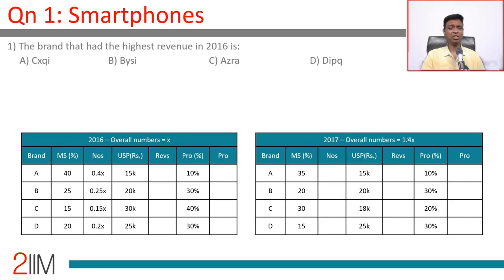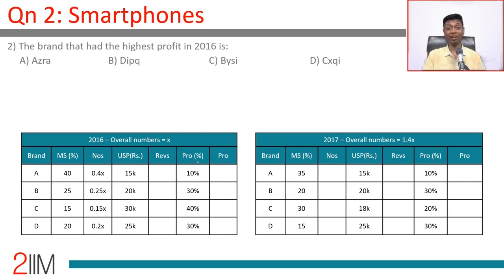The brand that had the highest revenue in 2016: 0.4 into 15K, this is 6XK; 0.25 into 20, 5XK; 0.15 into 30, 4.5XK; 25 into 0.2, 25 into 2 is 10, this is 5XK. The brand that had the highest revenue in 2016 is A, Azra. We've got this. This is very useful.